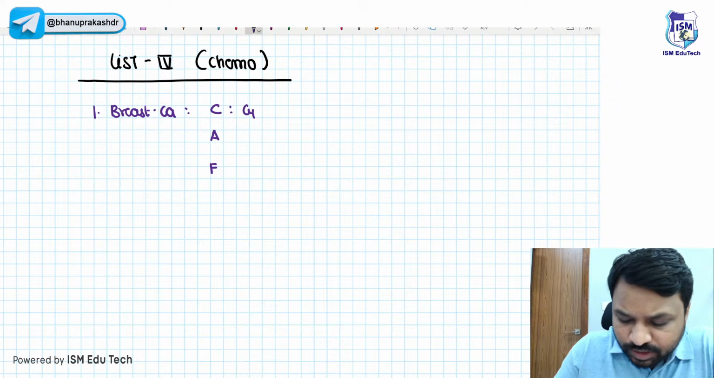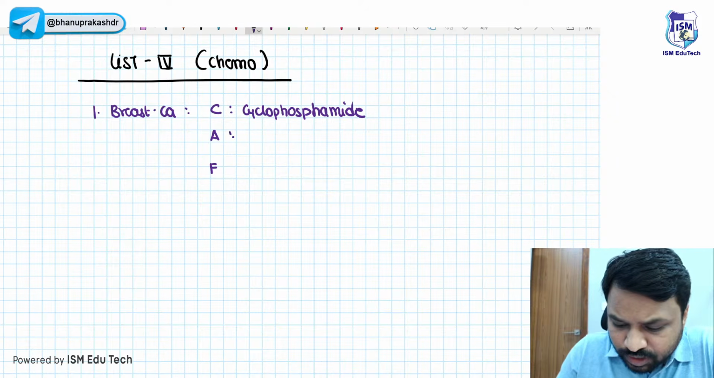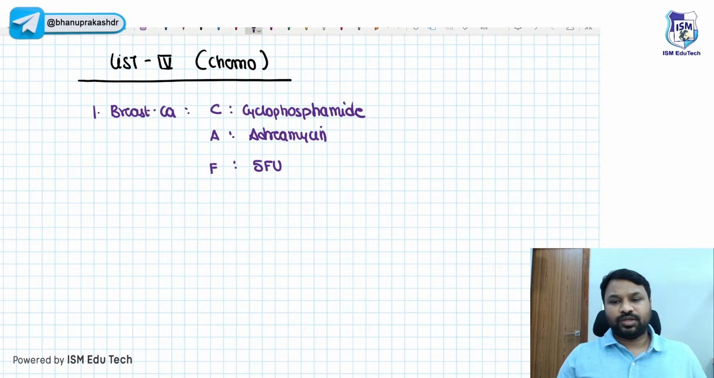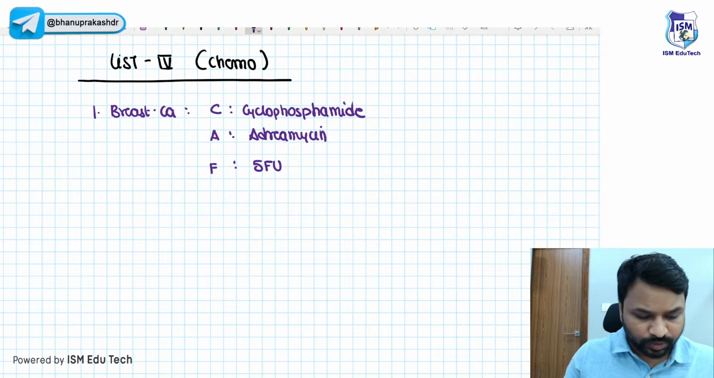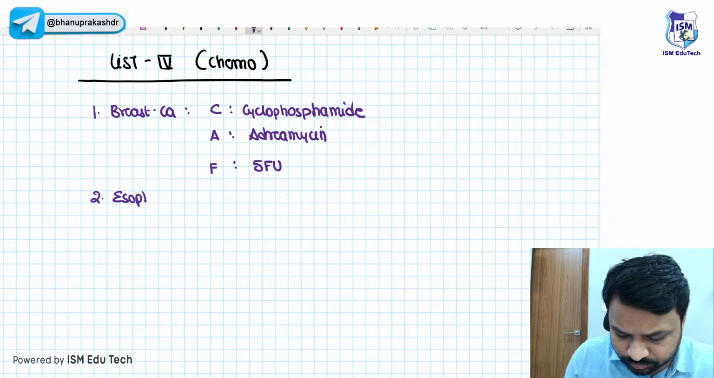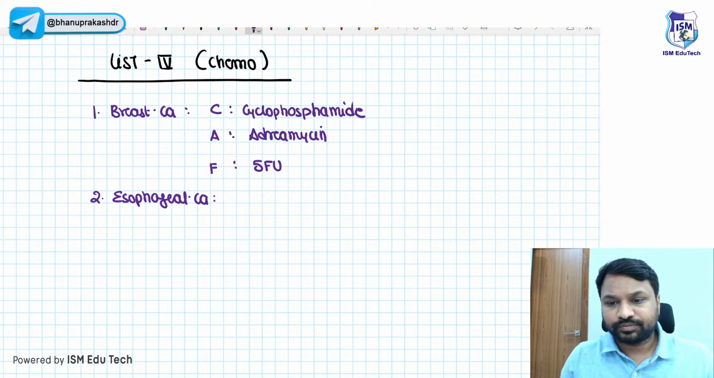C stands for cyclophosphamide, A stands for adriamycin, and F stands for 5-fluorouracil. Can you tell me for esophageal cancer? Esophageal cancer. What do you have?